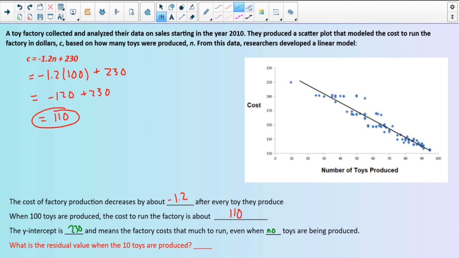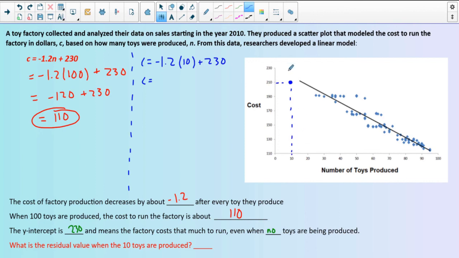All right, and then our last thing here, what's the residual value? Let me make some space. What's the residual value when 10 toys are produced? So let's go ahead and figure out our predicted value here. It's going to be negative 1.2 times 10 plus 230. And then the actual data point for 10 looks like it's right about here. So it should be about 210. Hopefully we get something around there.